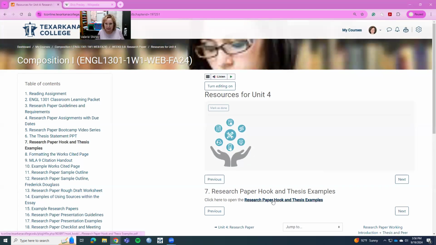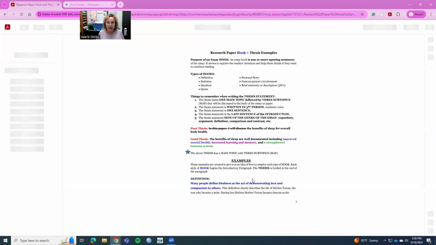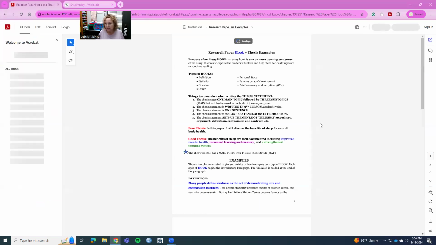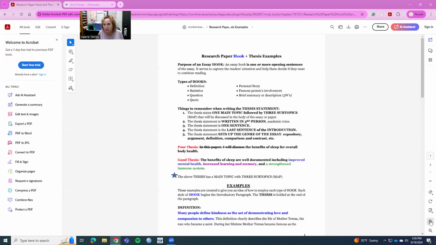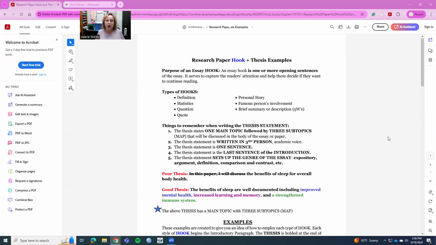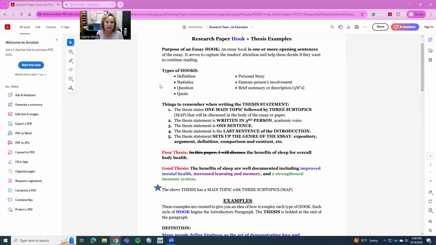This source number 7 is a list of research paper hook and thesis examples. And it takes a minute before it gives me the option to make this bigger. So hang on one second here, and I will make this page a little bit bigger. Okay, so remember, all along we've been saying these are great ways to begin an introduction so that you can capture your reader's attention, you can hook your reader. So these are the most common types of hooks.